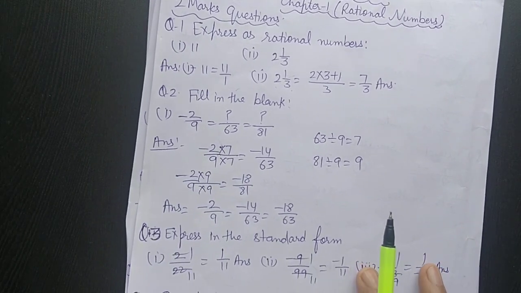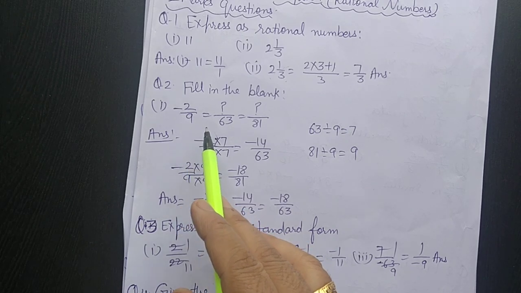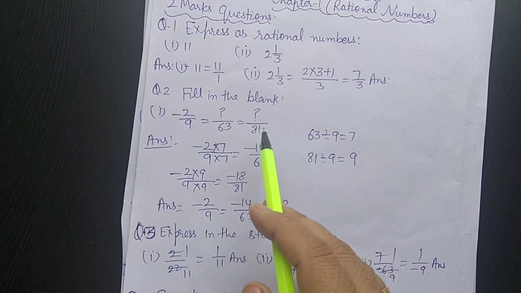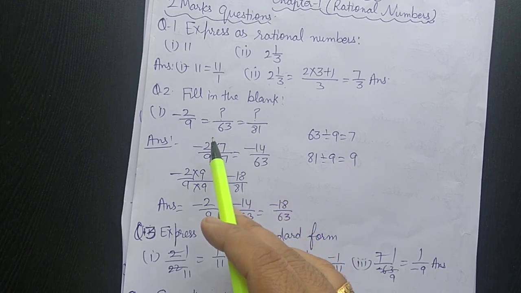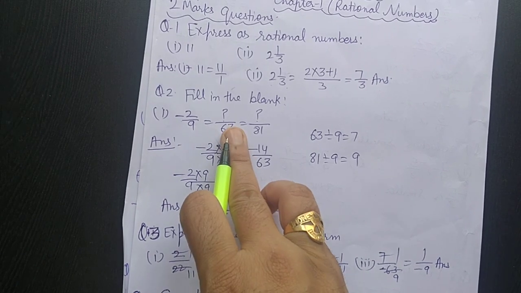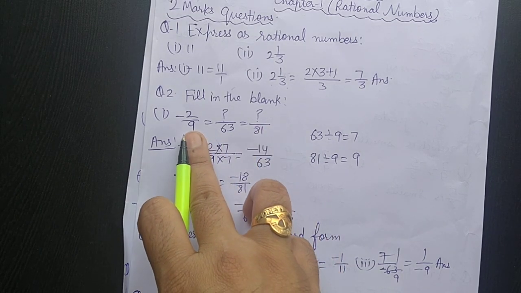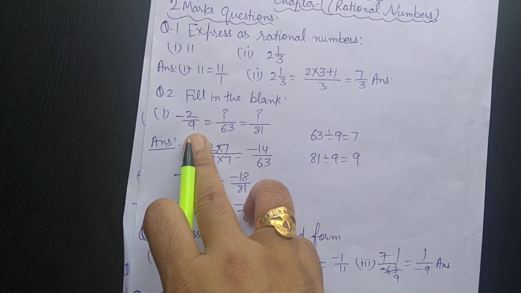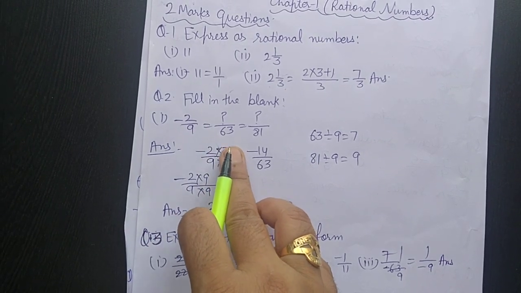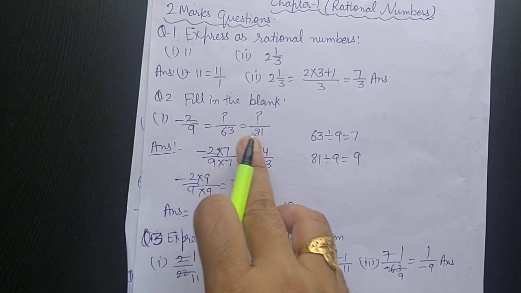So fill-ups here. First is minus 2 upon 9 equals dash upon 63 equals dash upon 81. So students, if anything is missing in these equivalent rational numbers, first of all you have to observe whether the numerators' values are given or both denominators are given. In this question both denominators are given. So let us divide this.